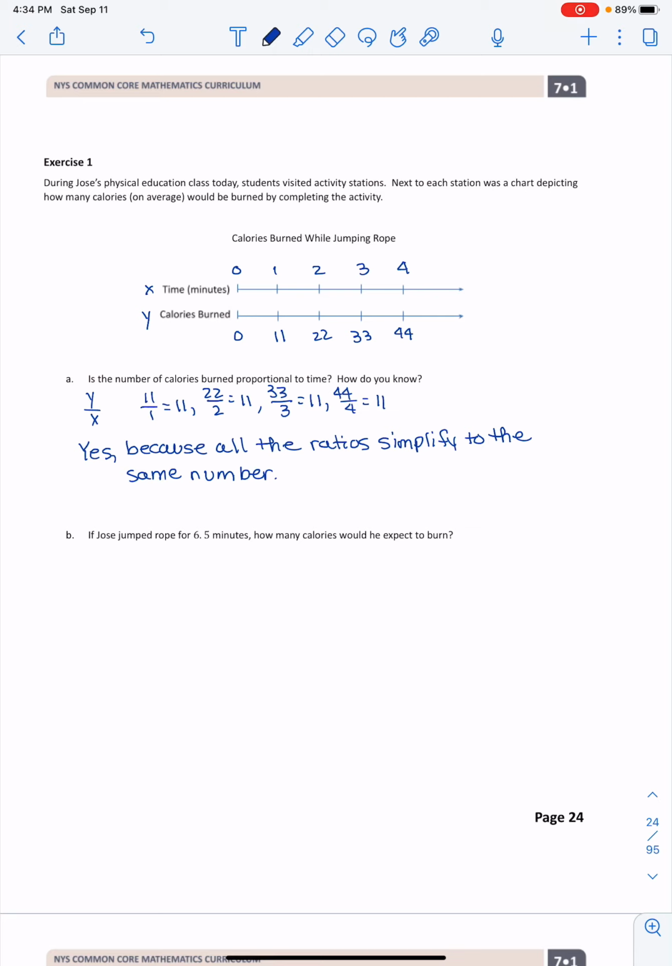Well, here, if I multiply the 6.5 times the unit rate of 11, I would expect him to burn 71.5 calories.